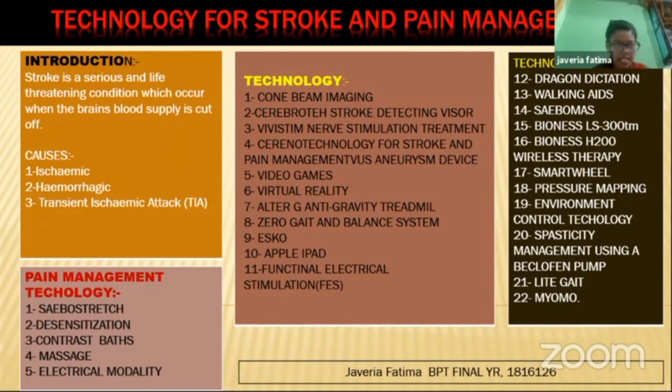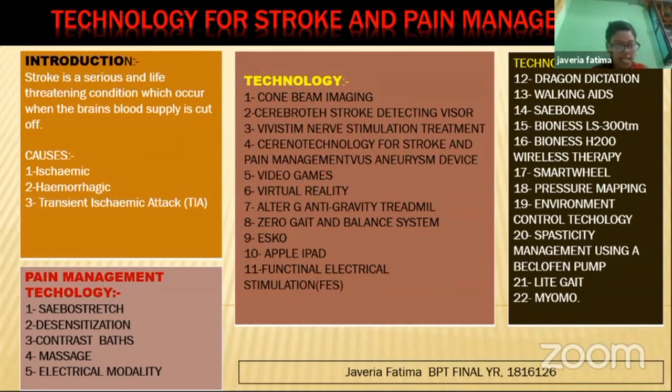Then next is walking aids. Walking aids are used mainly to prevent foot drop. How does it prevent foot drop? It prevents it by stimulating the particular nerve and particular muscles of that area, so that it can help in the lifting of the foot and prevent foot drop.